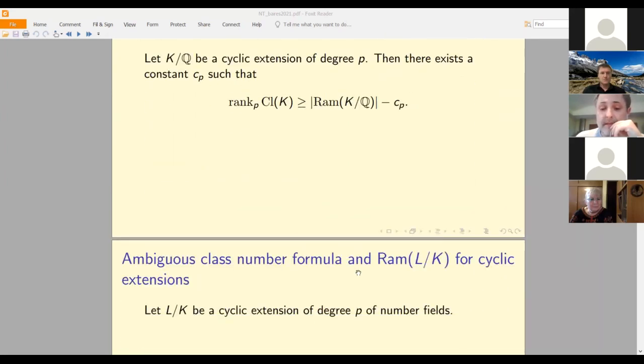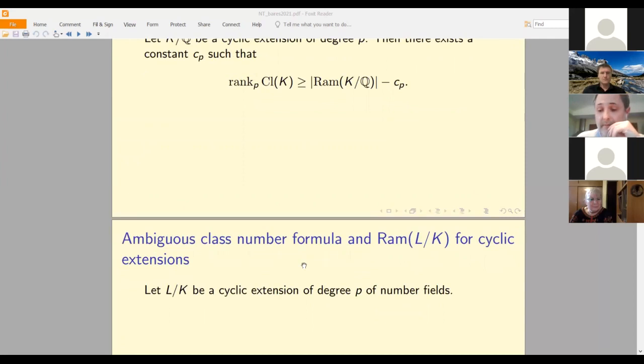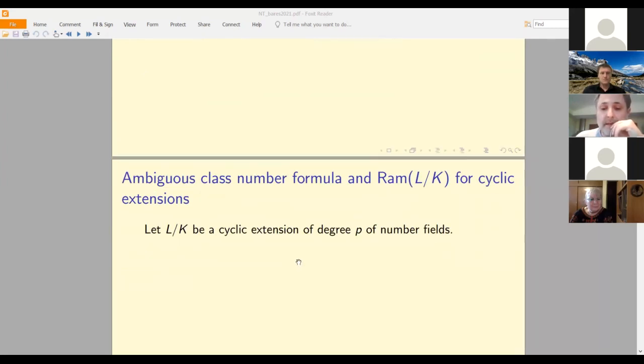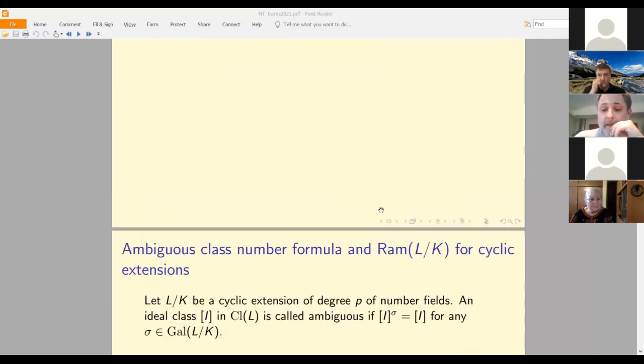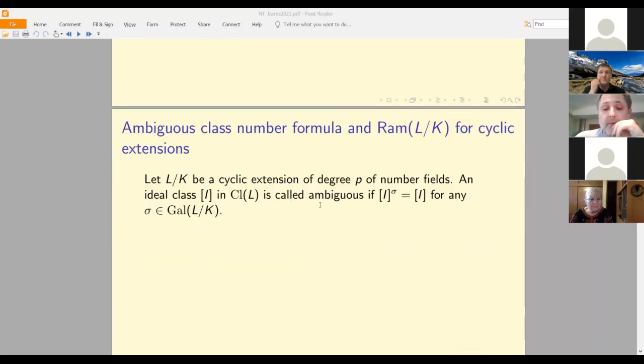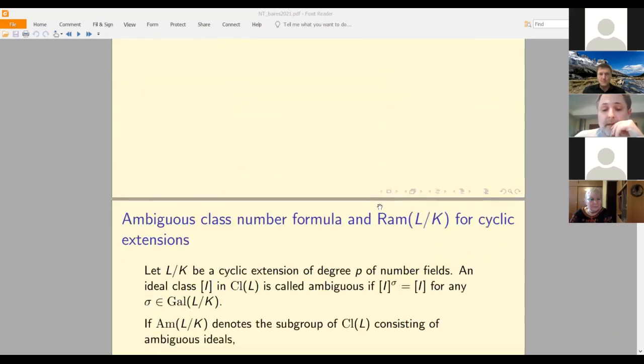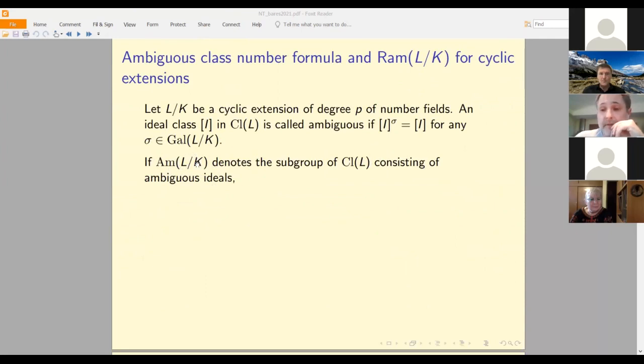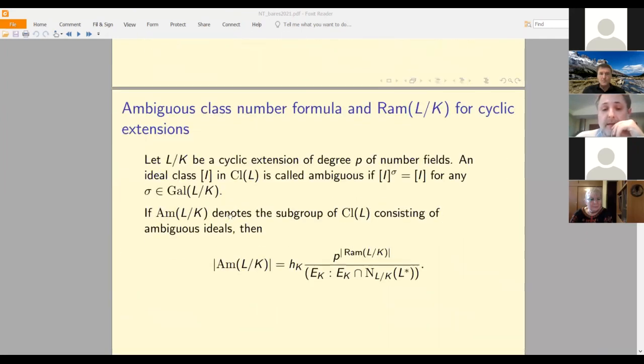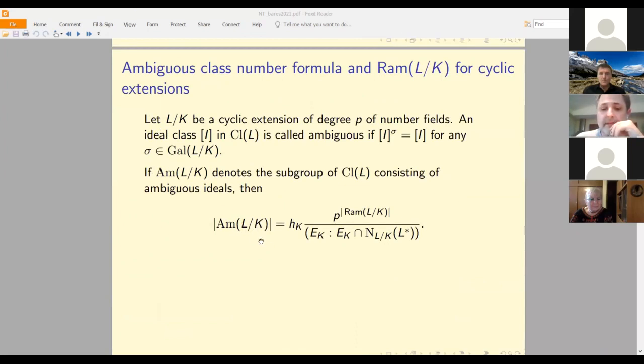Another classical situation is the so-called ambiguous class number formula, which is another classical result in Hilbert class field theory. In this case, you take a cyclic extension of number fields of degree P. And then you have the so-called ambiguous ideals, which are those fixed by the Galois action. You have this group of the ambiguous ideals, and you have an explicit expression for the size of this group. And here appears again the number of ramifying primes from K to L.